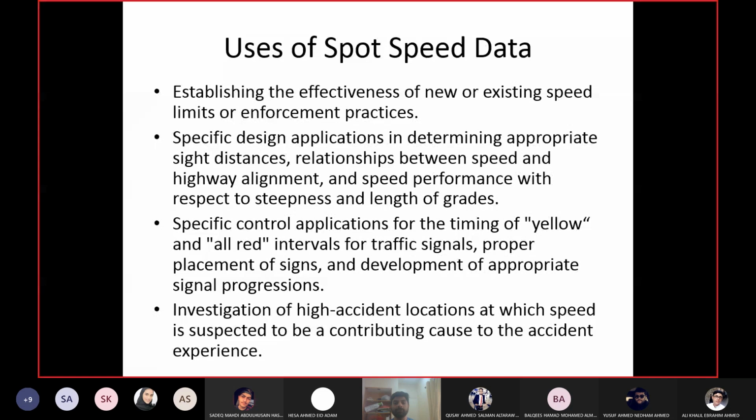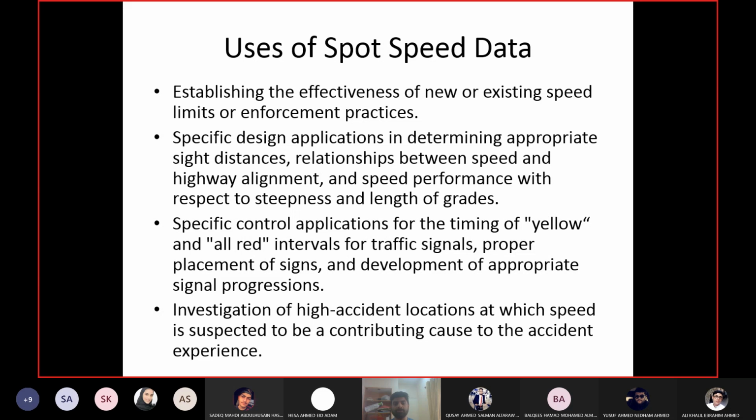Development of signal progressions also requires spot speed data. Signal progression means what? Movement of vehicles through a series of signals without stopping. So you go from one signal to the next one, and it is already open for you. So you move in a progression. So obviously in designing the progression, you must know at what speed the driver is coming from the previous intersection. Okay, so that speed is also spot speed.